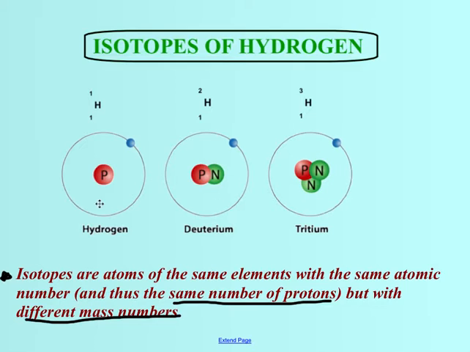So anyways, you can see that the first hydrogen has no neutrons, and so its atomic number is 1 because of the proton, and its atomic mass is only 1 because there's no neutrons to add to it. Deuterium has 1 proton and 1 neutron, so its atomic number is 1, but its mass number is 2 because it has 1 proton and 1 neutron, and you're just adding those together. And the last one has 1 proton, but it has 2 neutrons this time, so its atomic number is still 1, but its mass number is now 3.